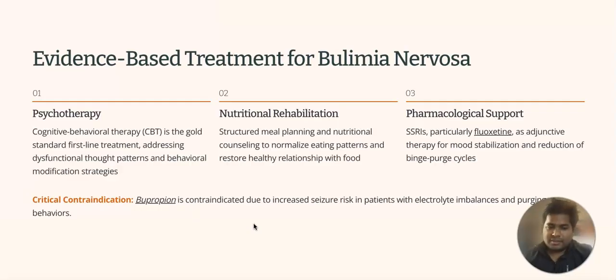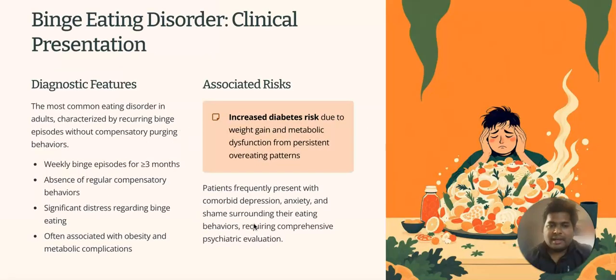Now, since the person is vomiting, there is electrolyte imbalance. Again, bupropion is an antidepressant. We don't give this in case of bulimia nervosa also, because there will be increased seizure rates. Now we have completed bulimia nervosa. We have already learned about anorexia nervosa.